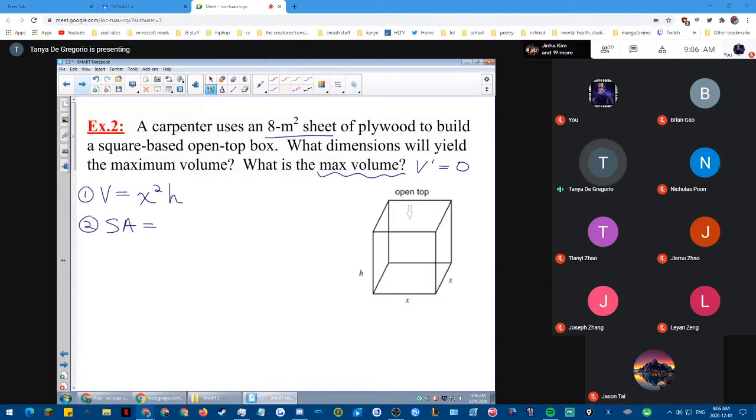So the area of my base is x squared. The area of my sides is? What's the area of? XH. Yeah, good, x times h. And how many are there? Yeah. So that is your surface area. And we know that the surface area is equal to 8.